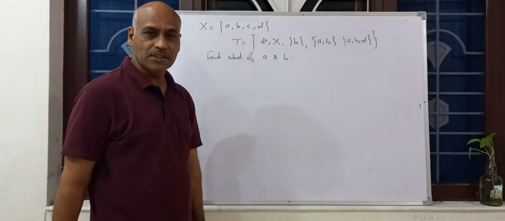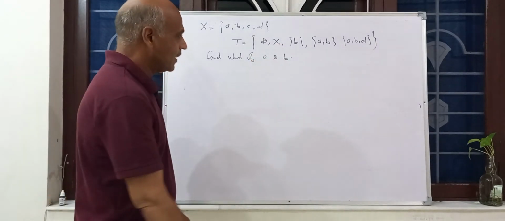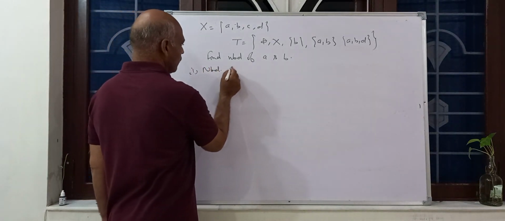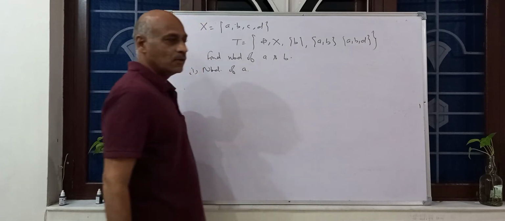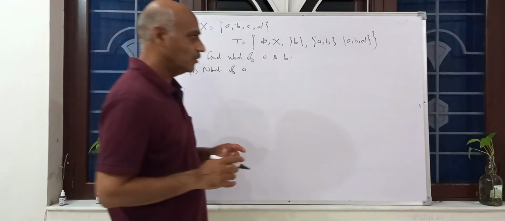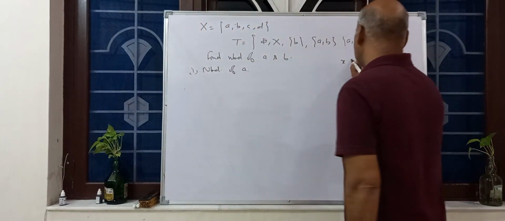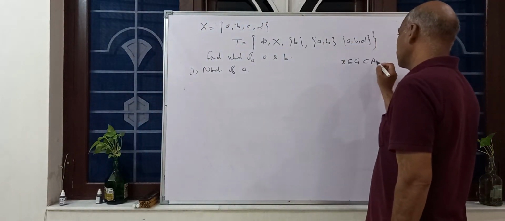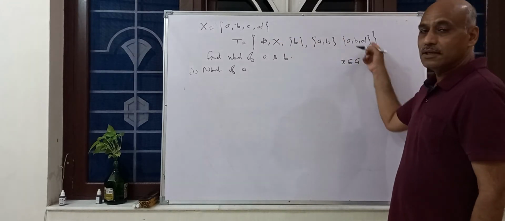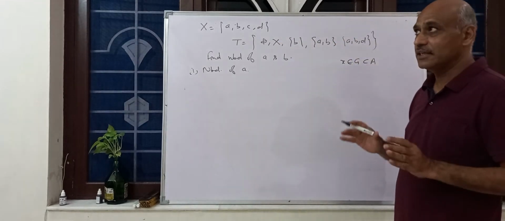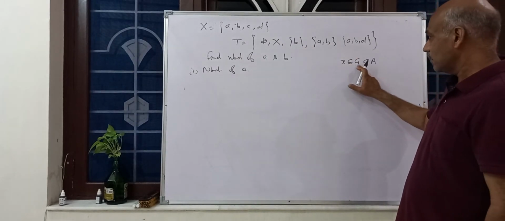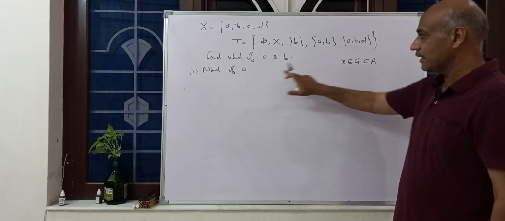by the definition. We will use the definition here. So first, the neighborhood of A. What is the definition? A set N is a neighborhood of A if there is an open set G such that A belongs to G and G is a subset of N. Open set means elements of T are open sets. So these all are open sets, containing A.